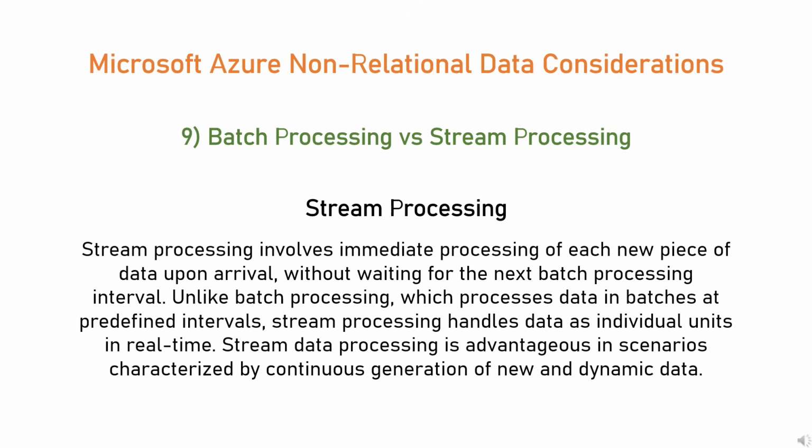Stream processing. Stream processing involves immediate processing of each new piece of data upon arrival, without waiting for the next batch processing interval. Unlike batch processing, which processes data in batches at predefined intervals, stream processing handles data as individual units in real time. Stream data processing is advantageous in scenarios characterized by continuous generation of new and dynamic data.